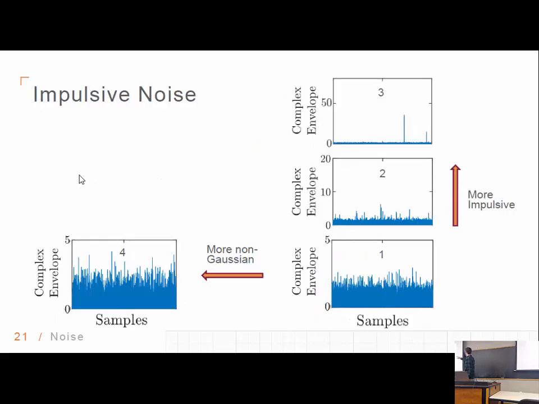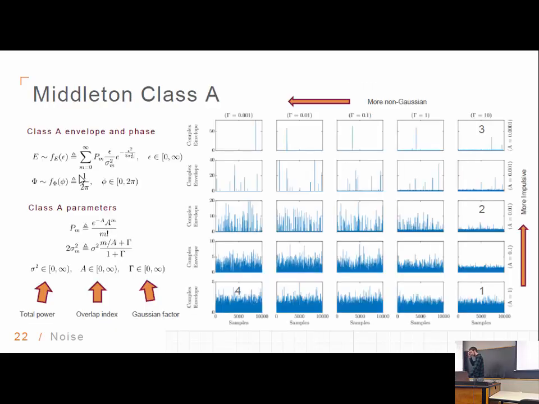So if I go back, these pictures are all numbered 1, 2, 3, 4, and those correspond to 1, 2, 3, 4. I'm not going to go through the details of the Middleton Class A noise model, but it is a probabilistic model. Here is the PDF of its envelope and the PDF of its phase, and some parameters that control the shape of the noise. I do need to talk about the parameters and what they do.